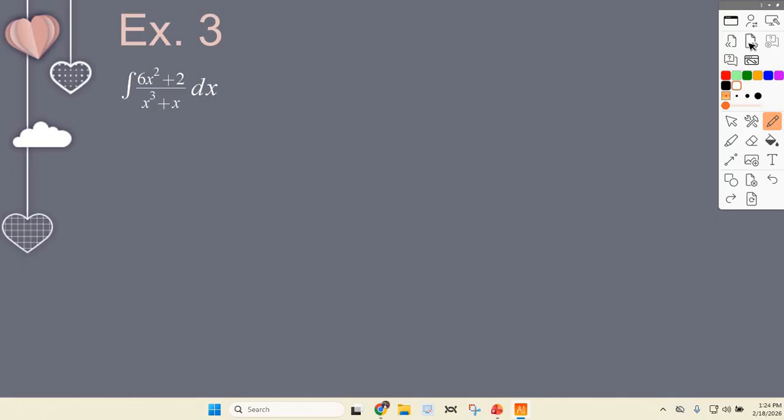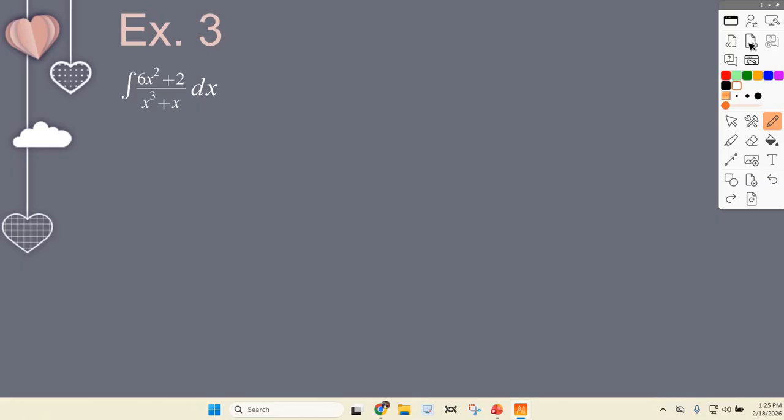What's the degree of the top? 2. Degree of the bottom. 3. So if I take the derivative of the bottom, what am I going to end up with? A degree of what? 2. 2, which is our numerator, agreed? So we're hoping that if I do a u sub, what would we let our u be? x cubed plus x. Yeah, so our denominator, right? Because we want our u to be something that has its derivative in our equation.